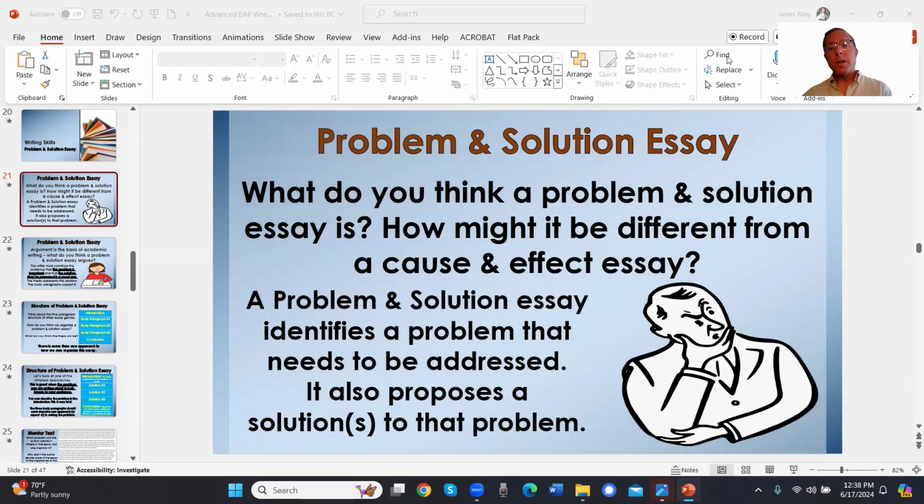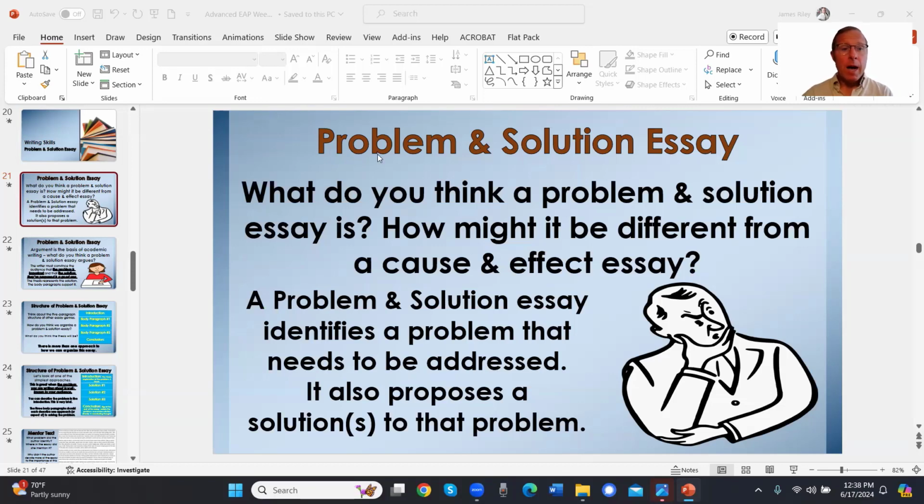So remember, we talked about several different ways to approach a problem and solution essay. For your essay, you're going to need to simply pick the easiest solution, the easiest approach. Remember, a problem and solution essay is different from a cause and effect essay. A cause and effect essay talks about either the causes of a problem or the effects of a problem. But in a problem and solution essay, we're proposing a problem and we're suggesting solutions.